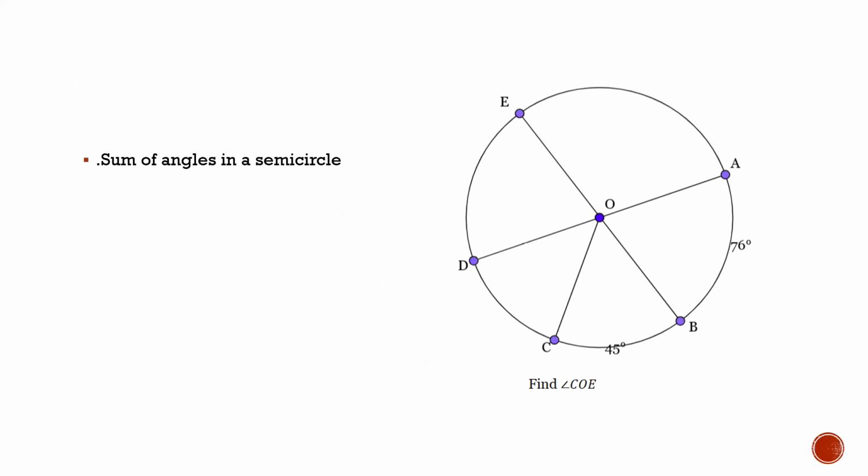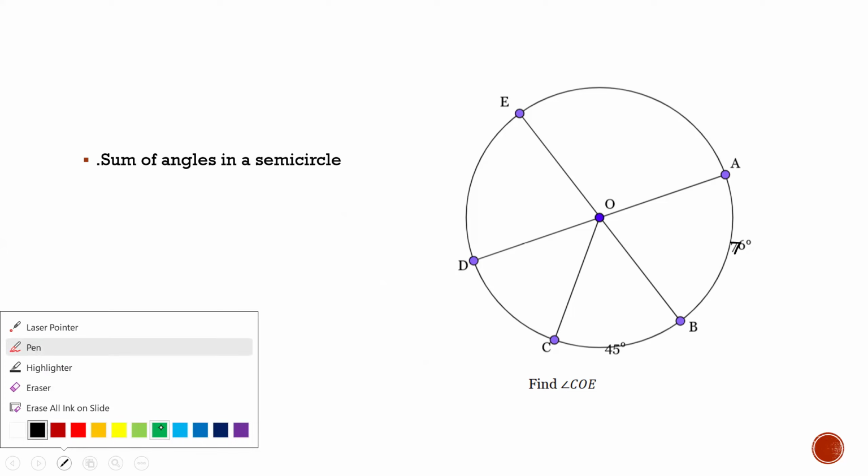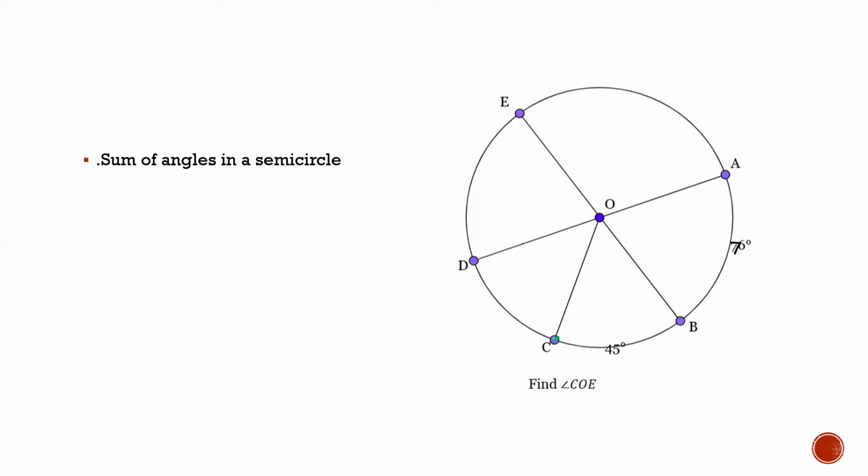All right. So we have a circle like this. Now they put the angles outside. Now, if this is 76, we have 76, we have 45. We're asked to find angle COE. So when you want to find an angle, you follow the letters they gave you. So we start from C. C is here. So COE. So we're looking for this angle here. Angle COE, I'm going from C to E. I'm looking for this angle here.